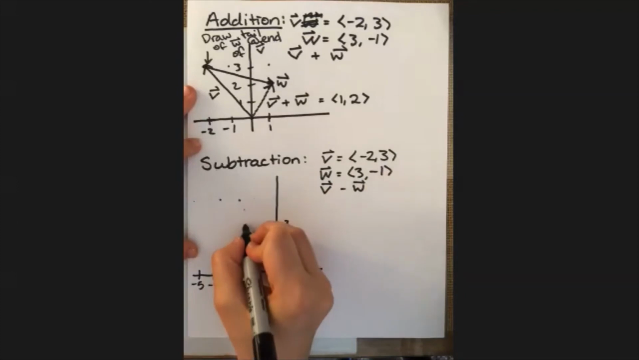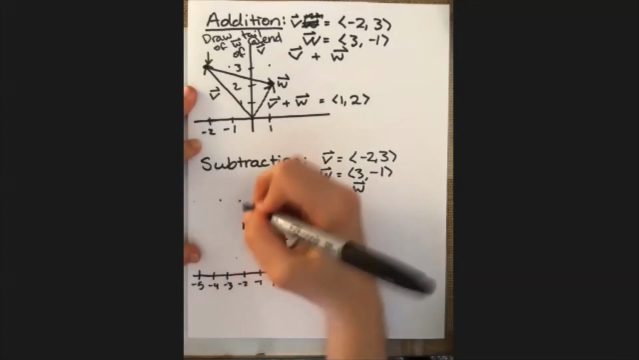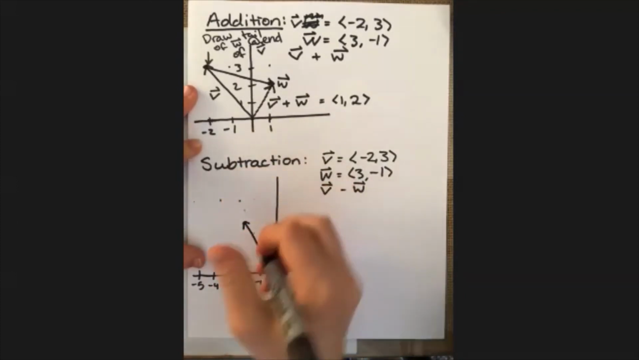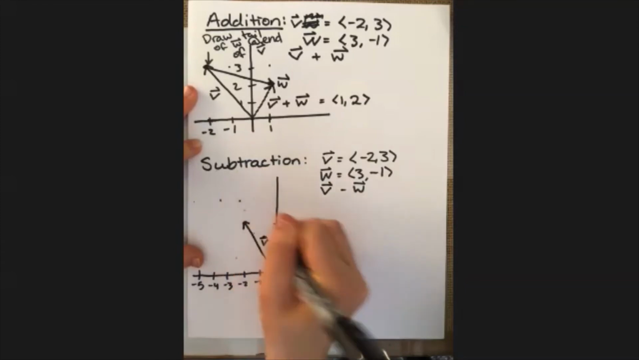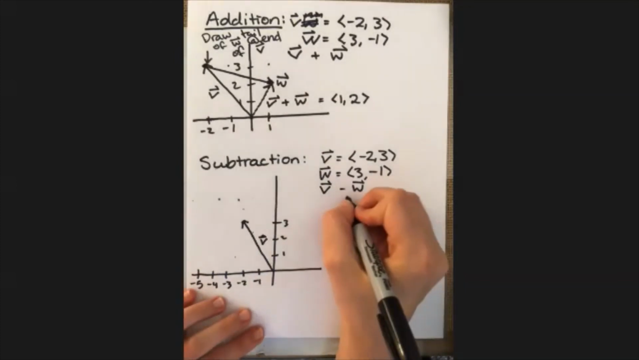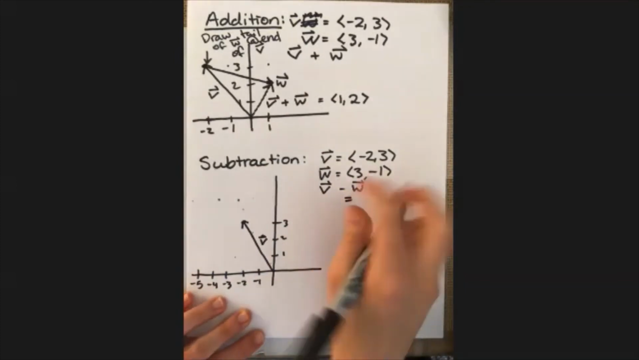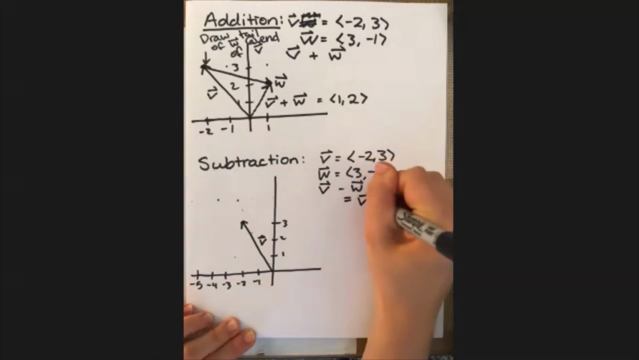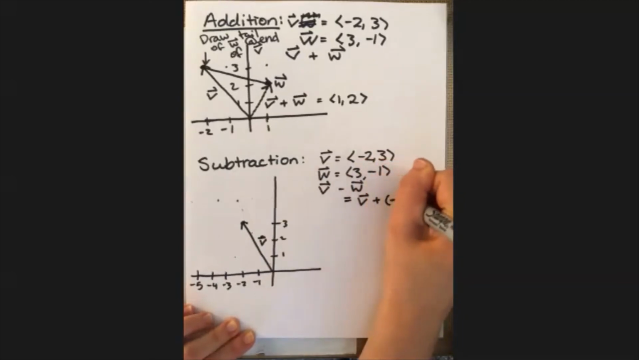So V is at negative 2, 3. It's going to go right here. And W, we can kind of start with the idea of W, because what we're going to do is re-express this V minus W as V plus negative W.